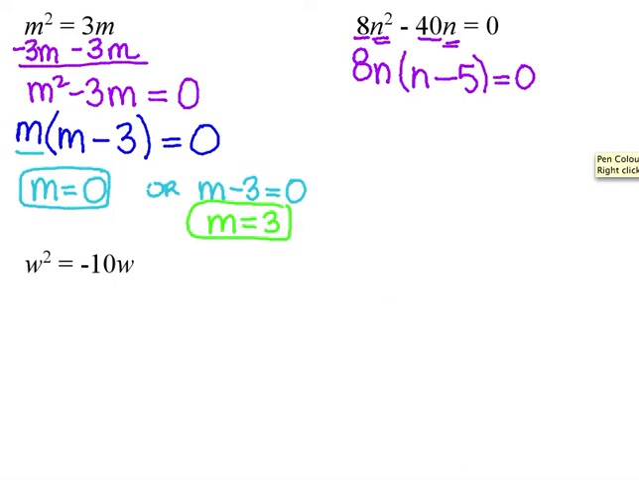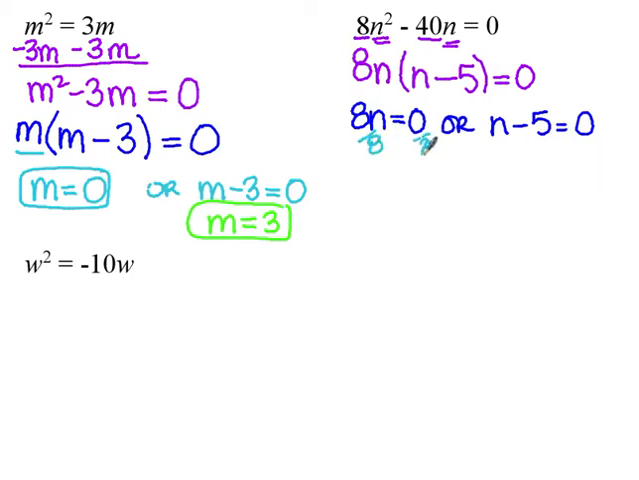So then now you've got two quantities. Either 8n equals 0 or n minus 5 equals 0. So how do you solve this for n? First one. Divide by 8. So what do you get n to equal? 0. What do you get n to equal over here? 5.